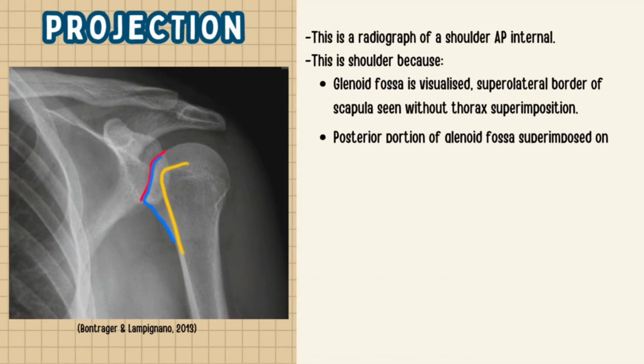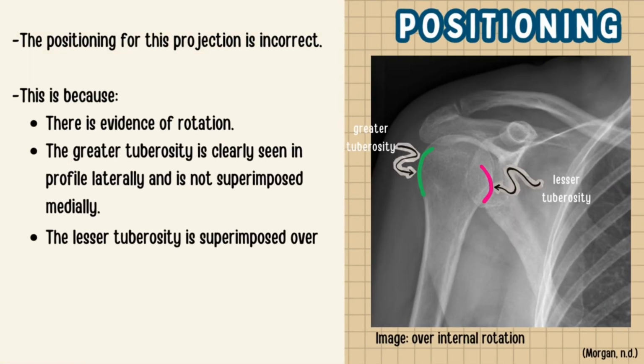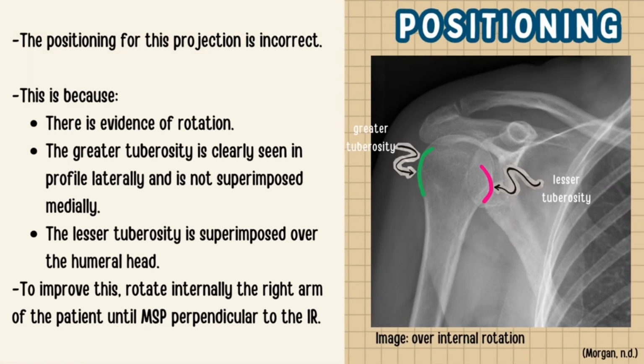This is an epi-internal projection because the lesser tuberosity is seen in profile medially, which is shown by the blue line. The greater tubercle is superimposed on the humeral head, indicated by the yellow line. These features confirm that the arm is in internal rotation. Moving on to the next slides, I will explain the positioning for this projection.